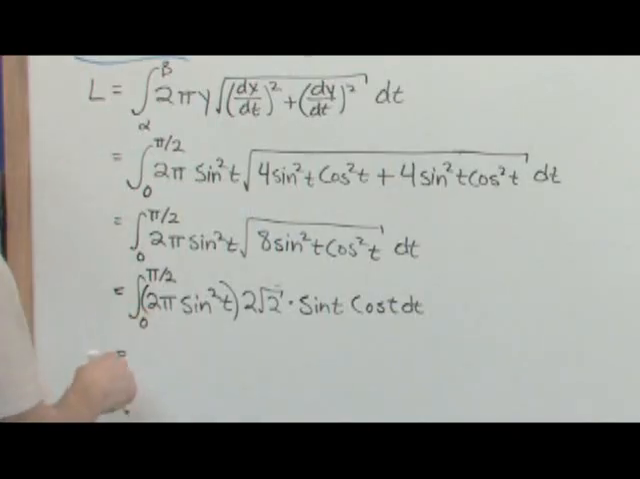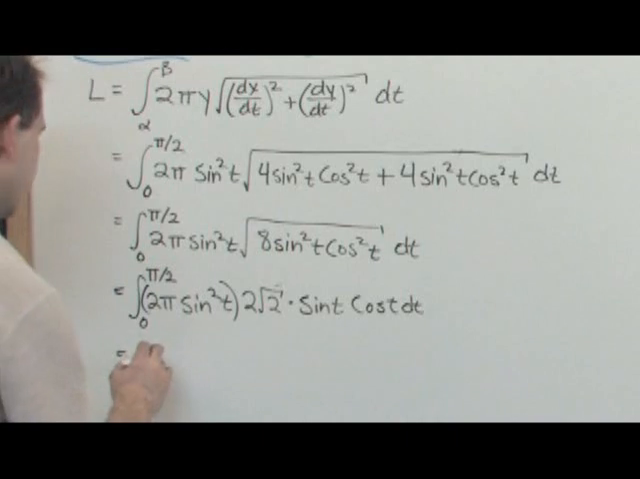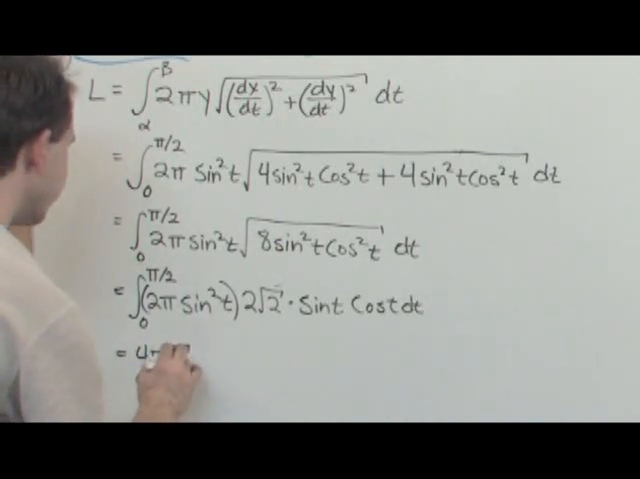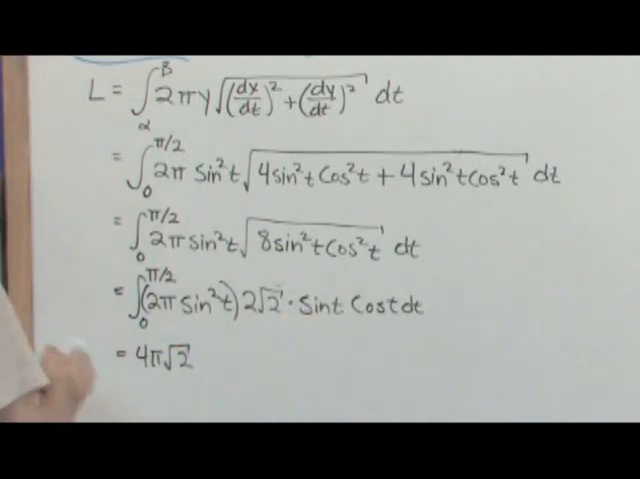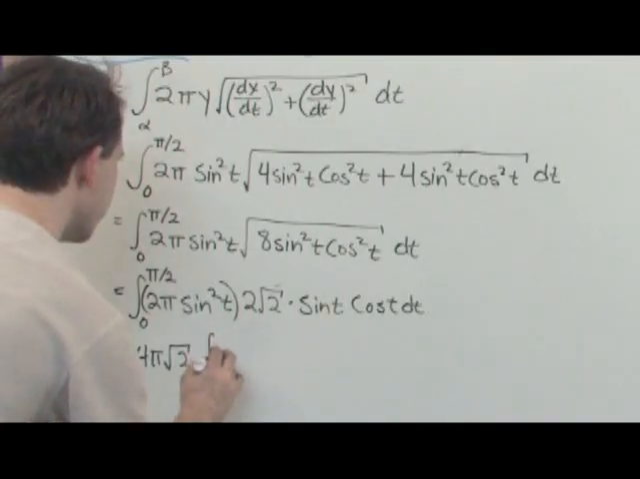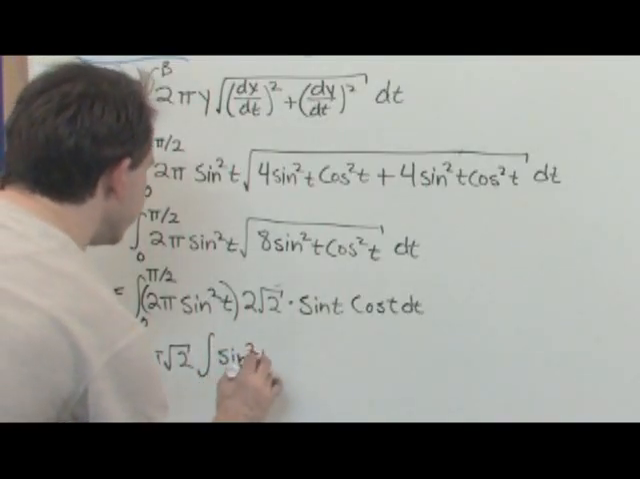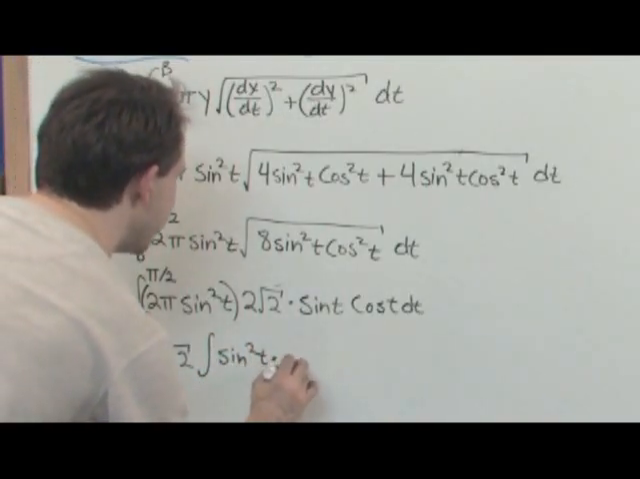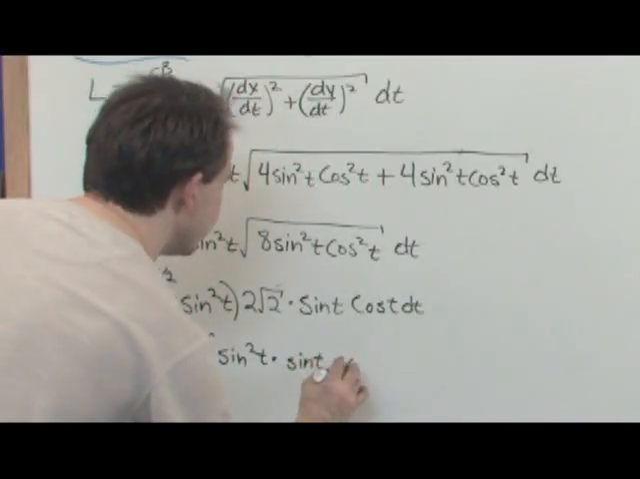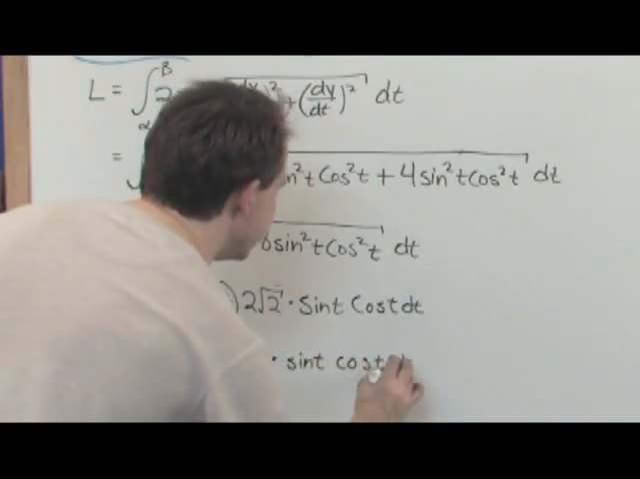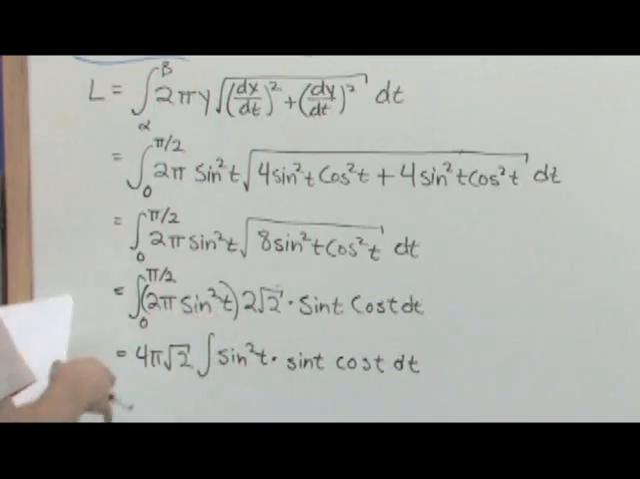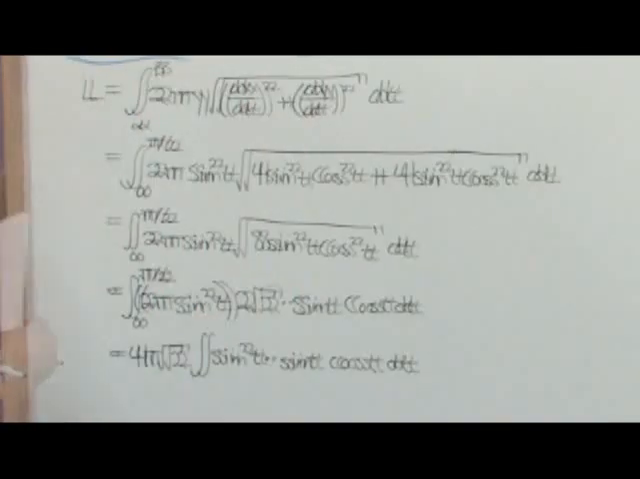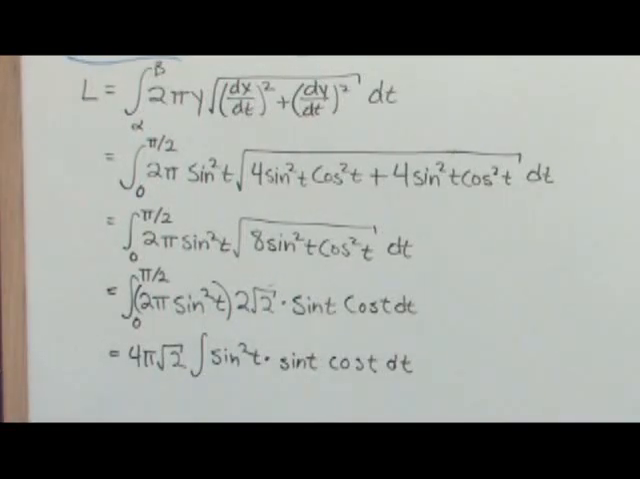I can take some of these constants out. 2 times 2 is 4, so it's going to be 4 pi times the square root of 2, all coming out of the integral, and it's going to be the integral of sine squared t times sine of t times cosine of t, dt. Now your job at this point is to figure out how to integrate that thing. So your job is to find out how to integrate that thing.